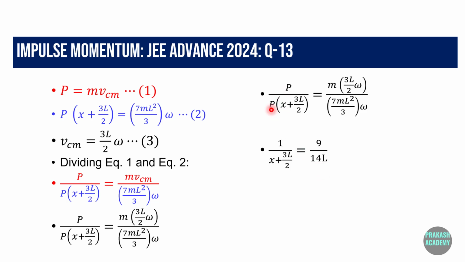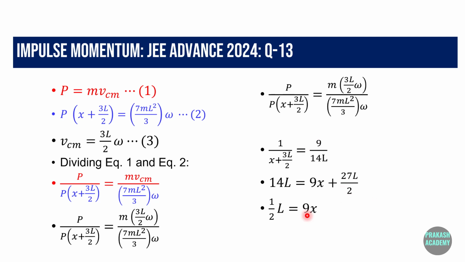Now you can cancel P, you can also cancel M, and if you simplify a little bit, this will be 1 divided by x plus 3L by 2, and this 3 and this 3 get multiplied, so we will have 9, omega gets cancelled, and L is here and L square here, so I will have L only, and 7 times 2, that is 14. So this means 14L is equal to 9x plus 27L by 2.